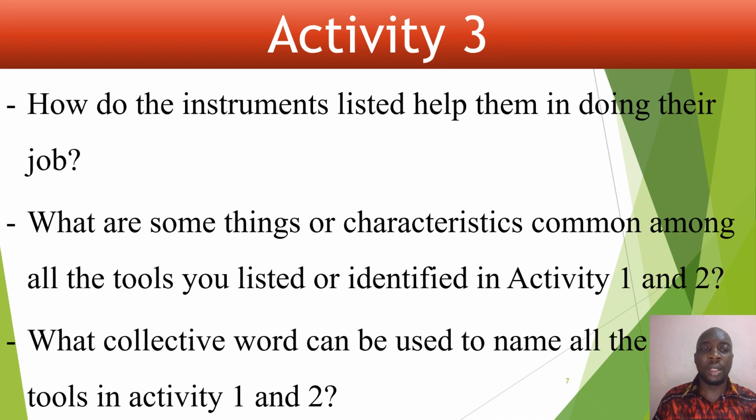Activity 3 is linked to activity 2. How do the instruments listed help them in doing their job? What are some things or characteristics common among all the tools listed or identified in activity 1 and 2? So what are collective words that can be used to name all the tools in activity 1 and 2? So you have about 5 minutes to do that activity. Okay, it's time up. Let the group leaders come ahead and present your findings and let us discuss and do the necessary corrections.